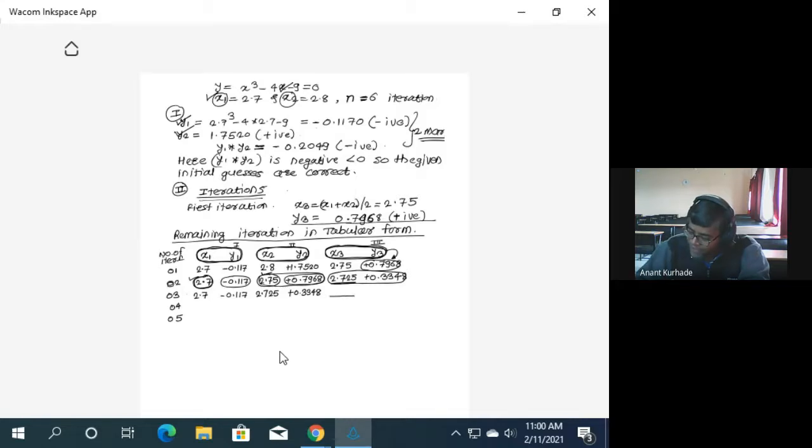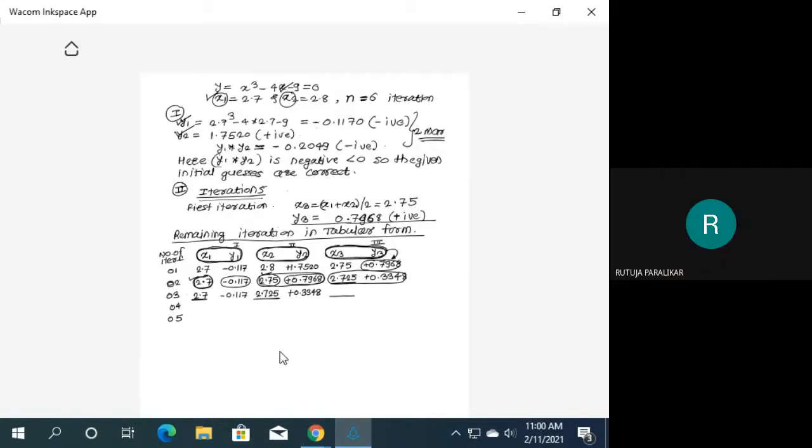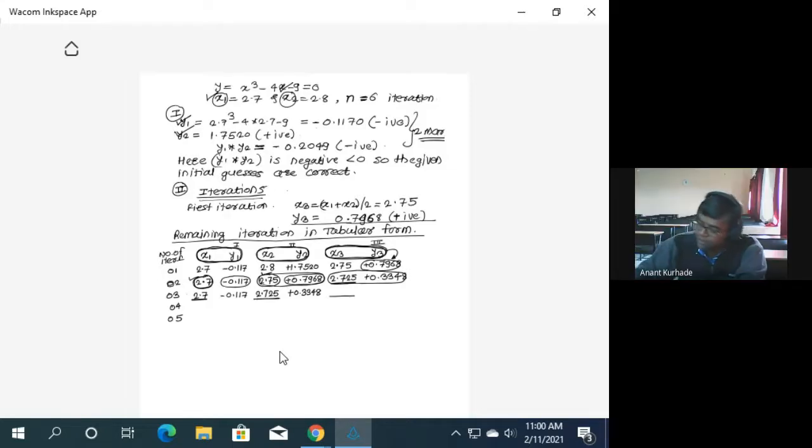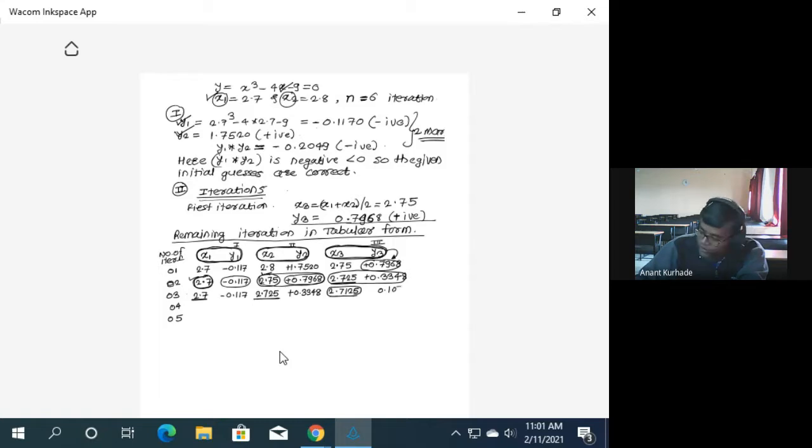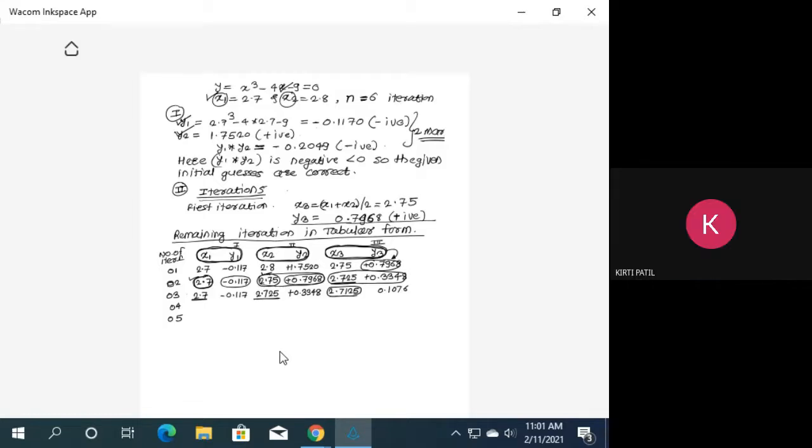Again find x3. How can you find x3? This plus this divided by 2. Third iteration: 2.7 plus 2.725 divided by 2. What is the answer? 2.7125, fixed up to 4 decimal places. Correct? Once we have the value of x3, find y3. Tell me y3. 0.1076. Is it plus or minus? Plus.